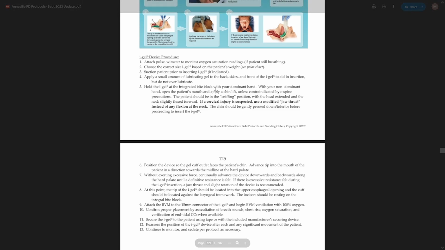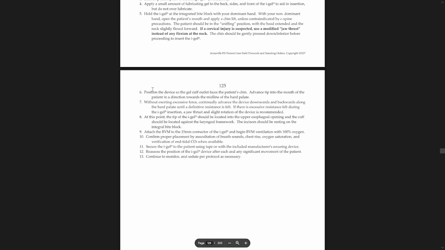The patient should be in the sniffing position with the head extended and the neck slightly flexed forward. If a cervical injury is suspected, use a modified jaw thrust instead of any flexion at the neck. The chin should be gently pressed down inferiorly before proceeding to insert the i-gel. Position the device so the i-gel cuff outlet faces the patient's chin.